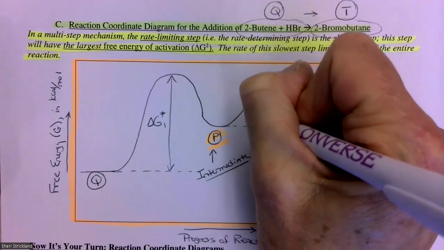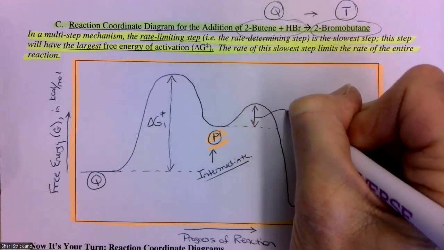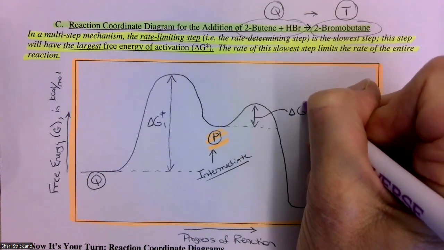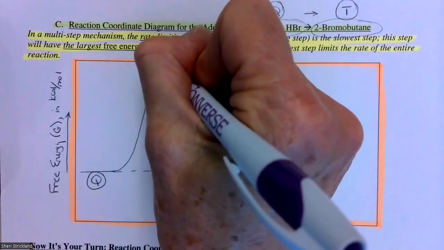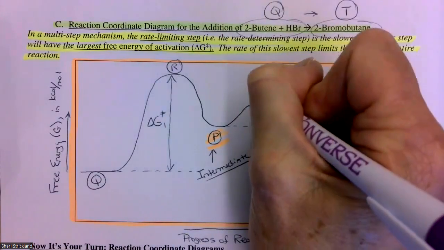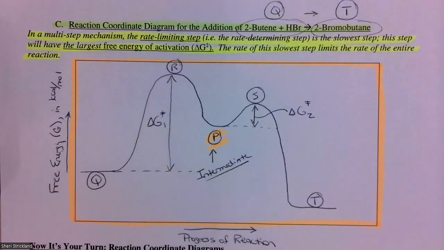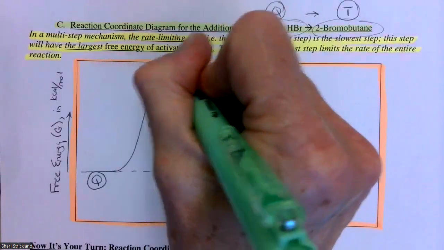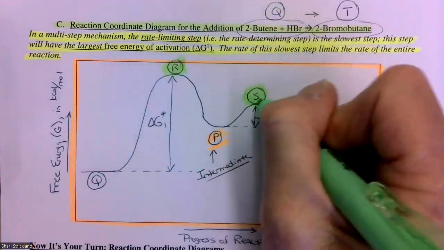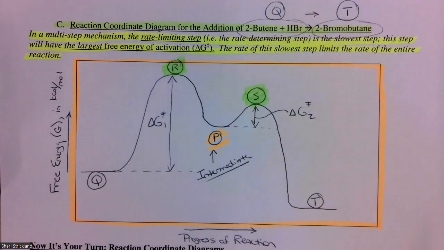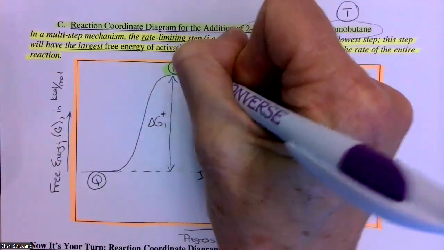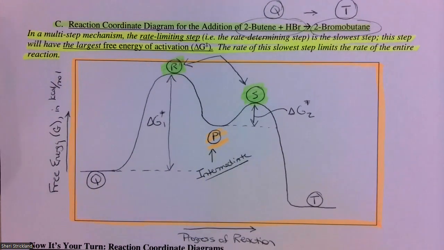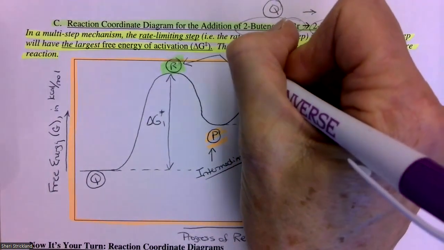And you can see that the free energy of activation for step 1 is a lot larger than for step 2, at least in the forward direction. Okay, and we also talked about the transition state for each one, and we gave them letters too. This one was R and this one was S. So the structure at the top of each of these energy hills is an energy maximum. These are transition states. And each step in a mechanism has its own transition state.